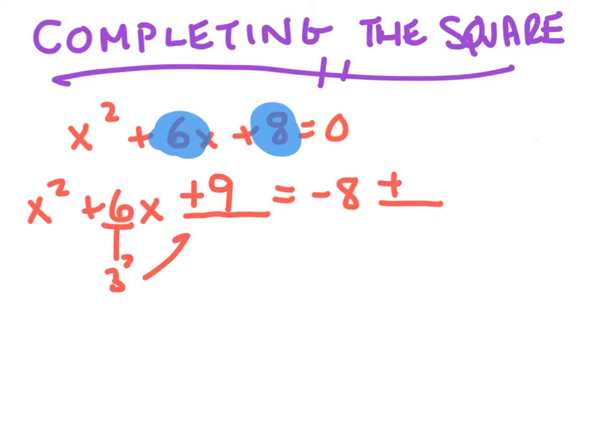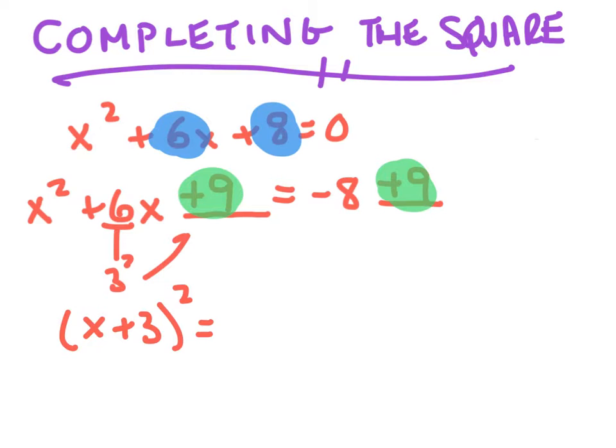I'm also going to put it on the other side of the equation to keep things balanced. Remember, anytime you add something to one side, you must add it to the other side as well. Now, why did I do that? Well, take a look. I've created a perfect square. I have x plus 3 squared equals, over here, 1.